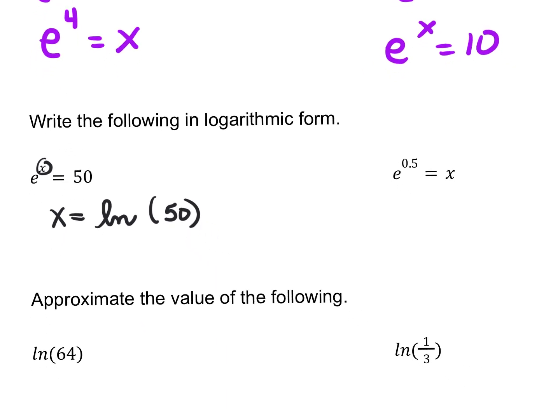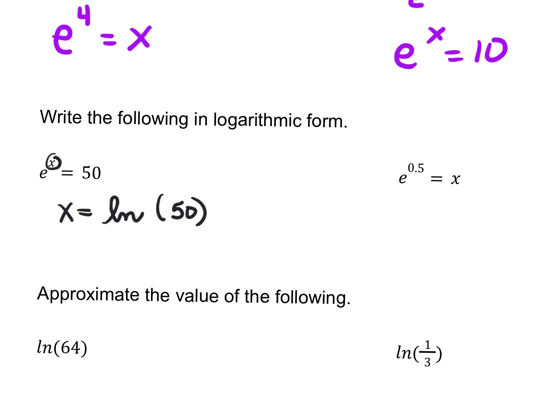Same idea over here. Remember, when you're switching it to log form, the exponent is always equal to the log. So it's 0.5 equals natural log, because it's base e, of x. Now, if you want to write the e down here to make yourself feel better, that's absolutely fine, but it's not necessary. ln in itself will assume that it is e.